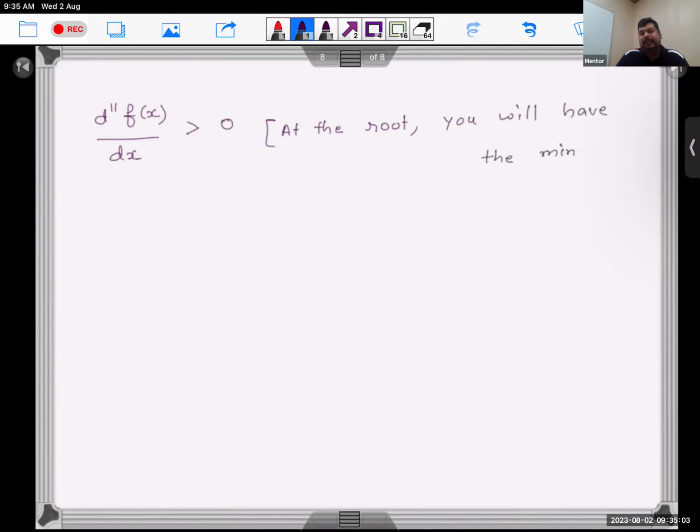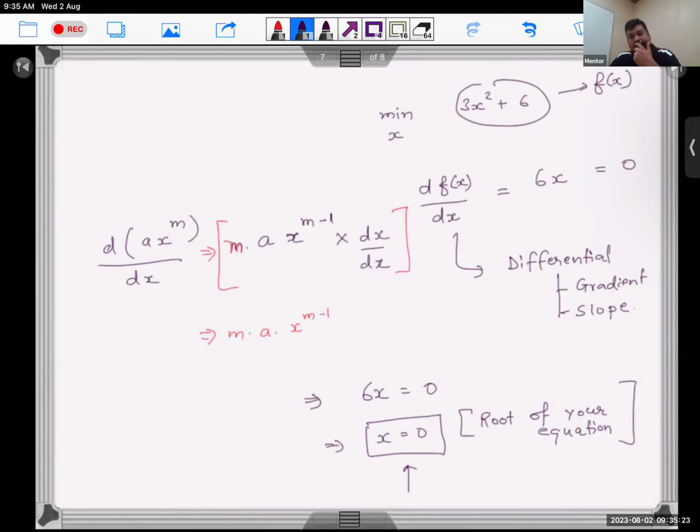Currently what you're getting is 6, right? 6 is greater than 0. So at x equal to 0, you will get the minimum of f(x). Let me write it as minimum instead of saying the minima. Okay, assume that if this equation was cubic, how many roots will I get?